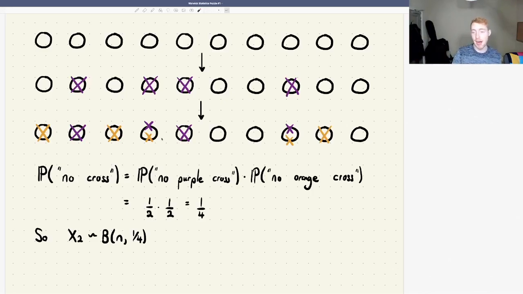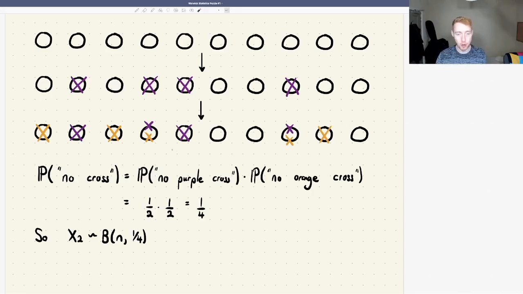So this leads us to ask, how many coins do we have at the end with no crosses? We want to know the distribution of that. That would be the distribution of the number of heads we have left at the end. Because if we got a cross at any point, it would have been removed.